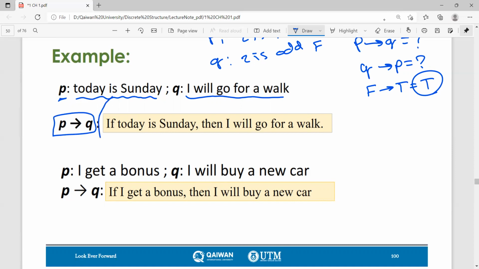So today is not Sunday, so it's false. Even the person who said that, go for a walk or not, let's say he doesn't go for a walk. So false, then false. The result is true. That's how to join these two statements.